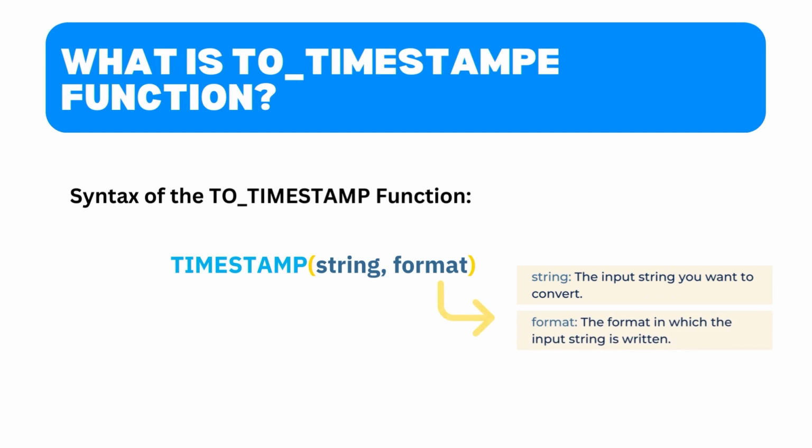The syntax of this function is as follows. As you can see, the syntax of the to_timestamp function is straightforward. It takes two parameters. The first one is the input string you want to convert, and the second one is the format in which the input string is written. Let's dive right into an example to see how this works.